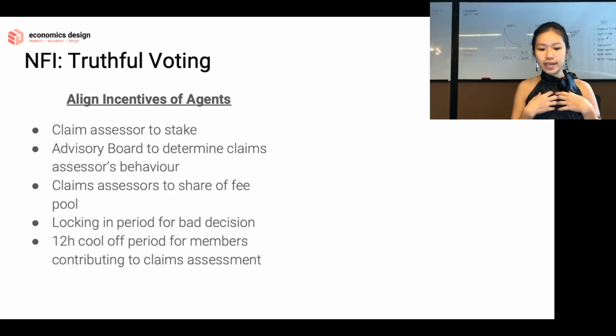So if I'm assessing the claim for Aave's protocol, then I can't assess another protocol's claim for 12 hours. This is quite important and useful, because you don't want people assessing claims for a lot of different protocols at once, and then they keep saying yes to everyone and try to exploit the system. So there's a 12-hour cooling off period, a 12-hour break before the next risk or smart contract that I can assess.